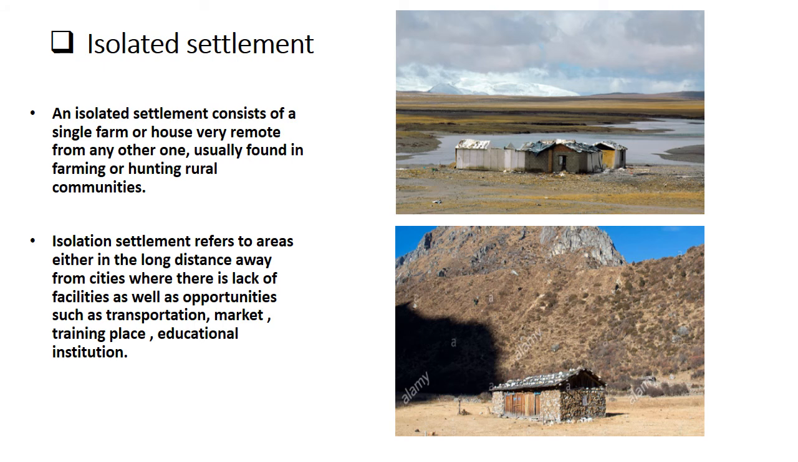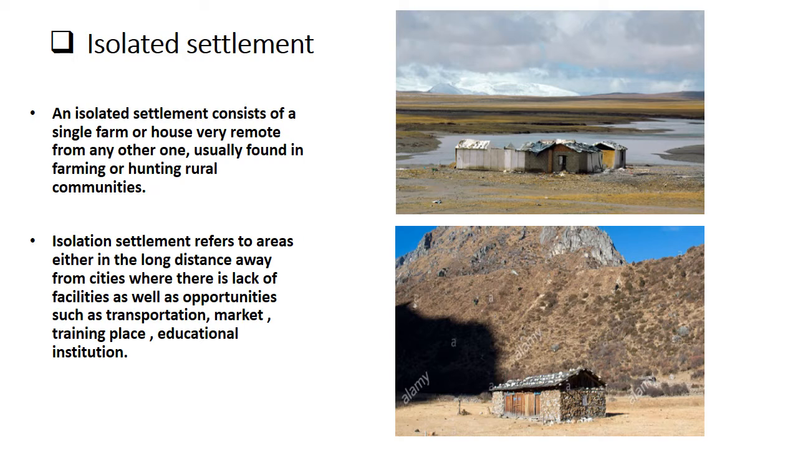Now the next is isolated settlement. Isolated means what? Isolation means remote, too far from that particular area. Nothing, no other settlement is seen. That type of house or settlement is called an isolated settlement. An isolated settlement consists of a single farm or house very remote from any other one, usually found in farming or hunting rural communities. This type of settlement is usually found in farming lands or in hunting rural communities.